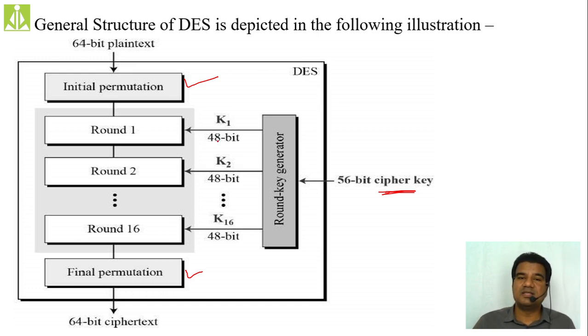Whenever you are generating these keys, each key is different. Key 1 is different from key 2, key 2 is different from key 3. Likewise, up to key 16, all keys are different, and they are generated using this round key generator. After applying the 16 rounds, we apply the final permutation before getting the final ciphertext block, a 64-bit final ciphertext block. Likewise, we apply this DES mechanism for all our blocks before sending them to the destination.